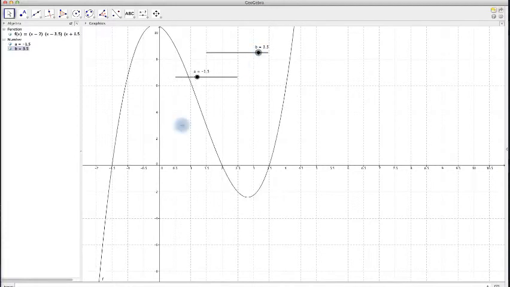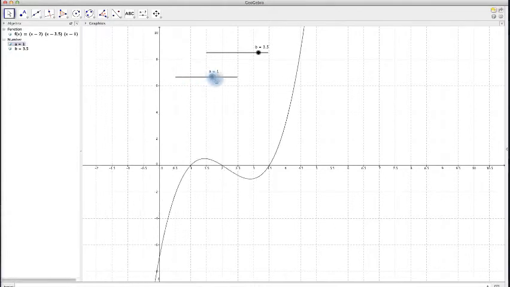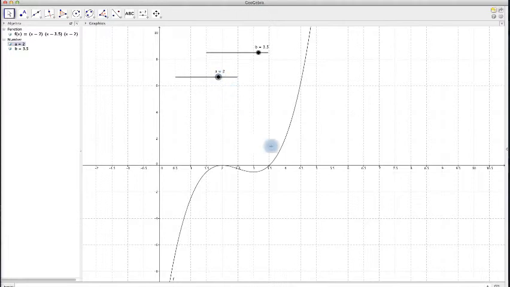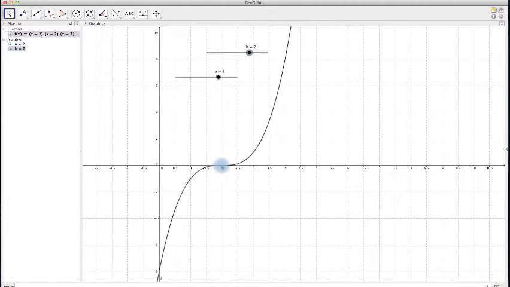So here we've got the maximum and then a minimum, or two turning points if you like. Now as I move this one closer to 2, now it only crosses once, and now I'll move this one closer to 2 as well. And there we go. So now it's not really a turning point at all.